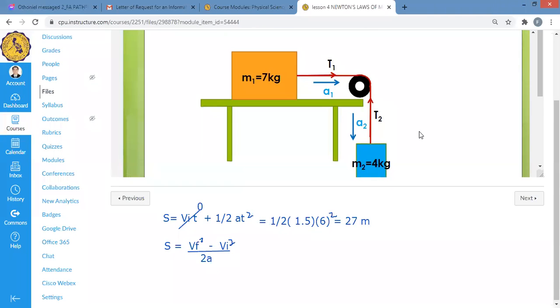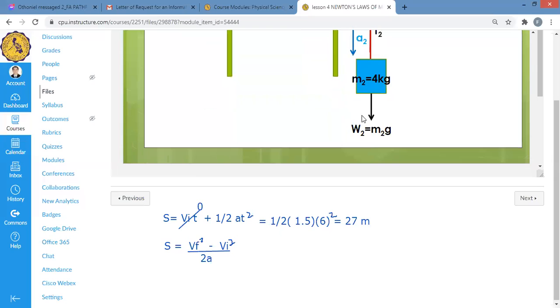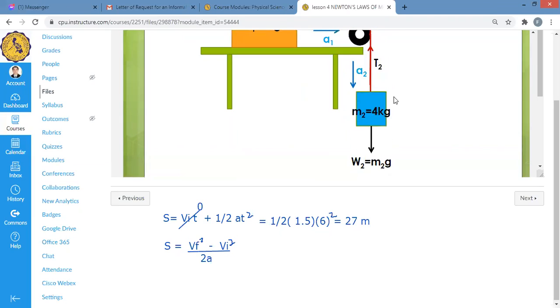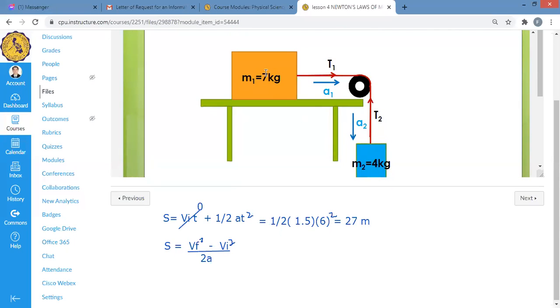Now, our masses are different, so weight 1 and weight 2 are also different. What's our equation for weight, guys? Weight is mass times gravity. With gravity at 9.8 times 7, this one has a bigger weight compared to the weight on this end, which has a smaller mass. Assuming the acceleration due to gravity is 9.8, one will be of higher weight and this one of lesser weight.